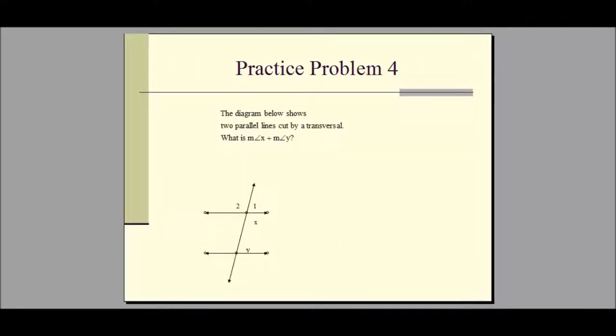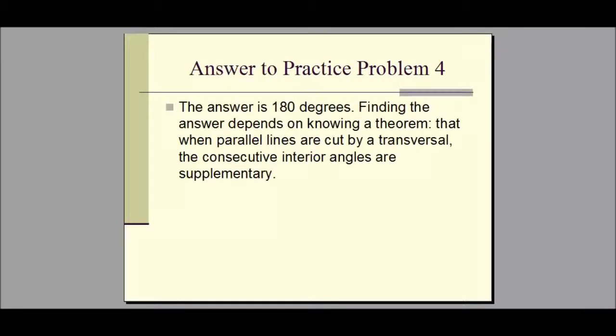In practice problem 4, the diagram below shows 2 parallel lines cut by a transversal. What is the measure of angle x plus the measure of angle y? Because we have 2 parallel lines cut by a transversal, we know that consecutive interior angles are supplementary. Therefore, they add to 180 degrees.